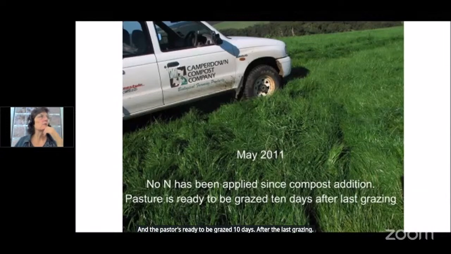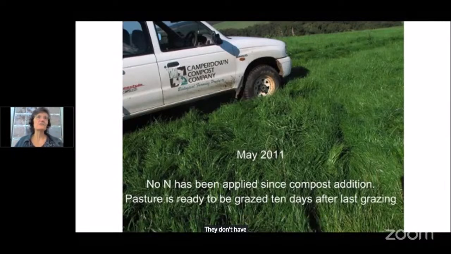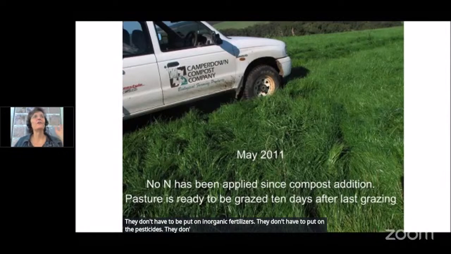These farmers increased their herd size. They didn't have problems with calving. Their milk is rated the highest because it's got the most milk fat, so they get the greatest money for their milk. They don't have to be put on inorganic fertilizers. They don't have to put on the pesticides. They don't have the white flies. They don't have all of the pests and problems, and the parasites have been reduced.